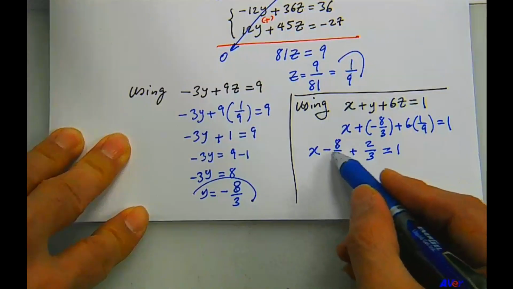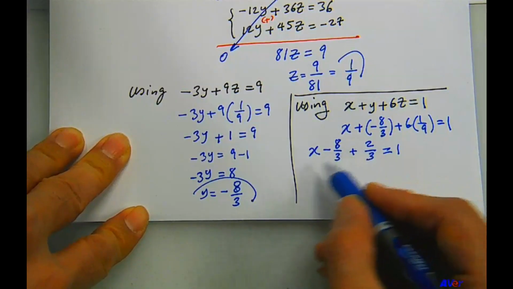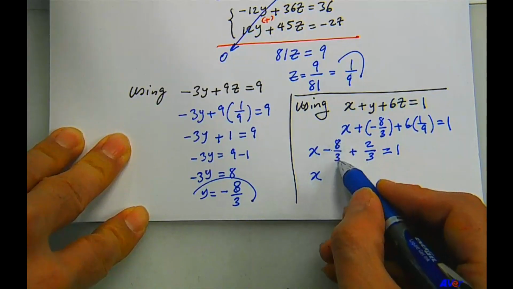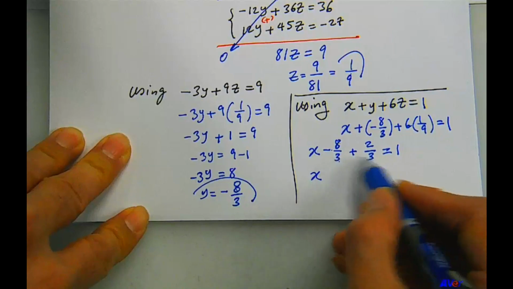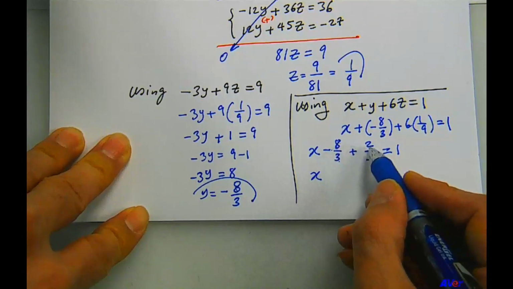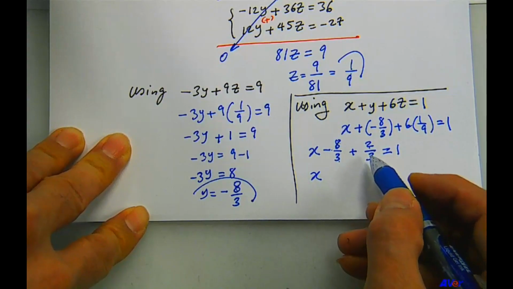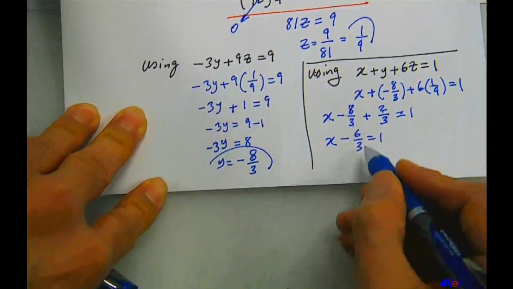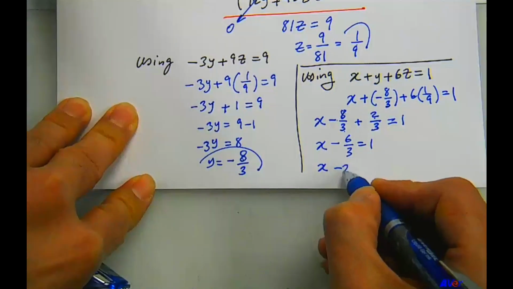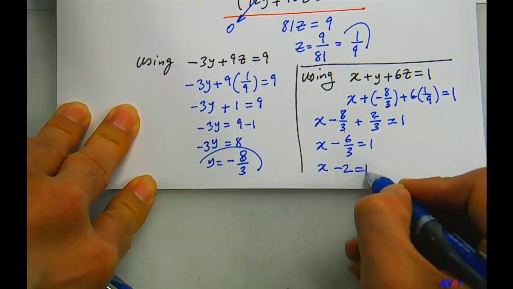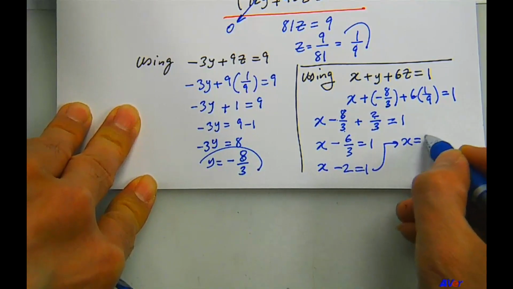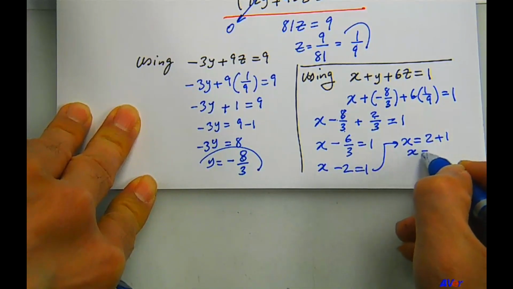Okay, we can easily subtract these, right? So we can do x, because minus 8 over 3 plus 2 over 3, they have already the common denominator. So minus 8 plus 2, that's minus 6, over 3, that's minus 2. So like that, and this you already know is minus 2 equals 1, and therefore we have x equals 2 plus 1, x equals 3.